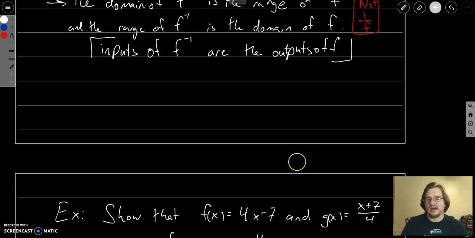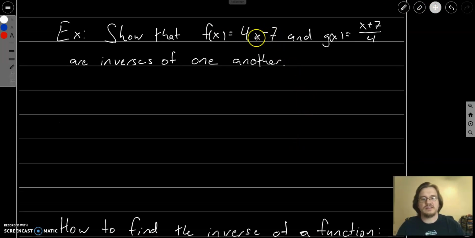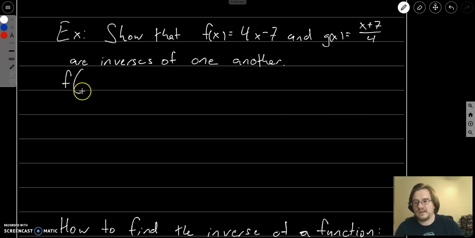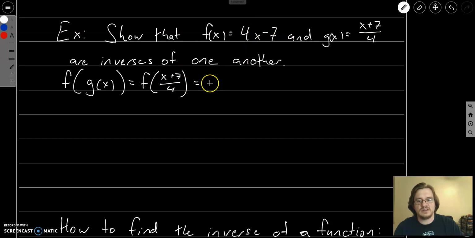So let's go through an example. Let's show that these two functions are inverses of one another. So again, the way you do this is we're just going to check f of g of x. So again, we're going to apply g to x, and then we'll apply f, and see if we get what we started with. So this is going to be f of g of x, and g of x is just going to be x plus 7 over 4. And then I get to plug it into this equation up here. So this is going to be 4 times the input minus 7.